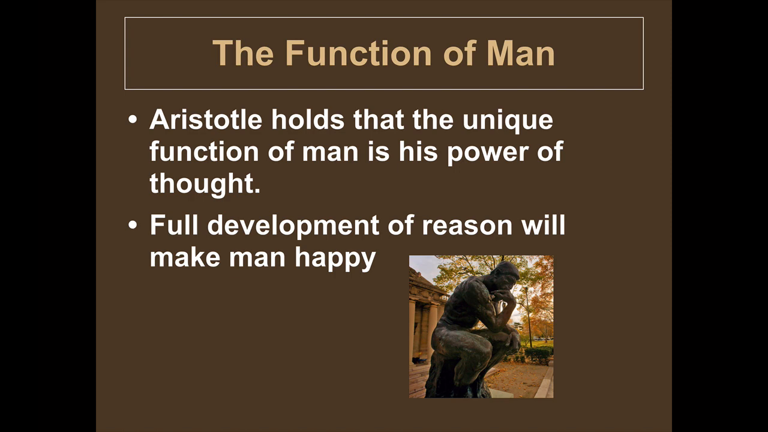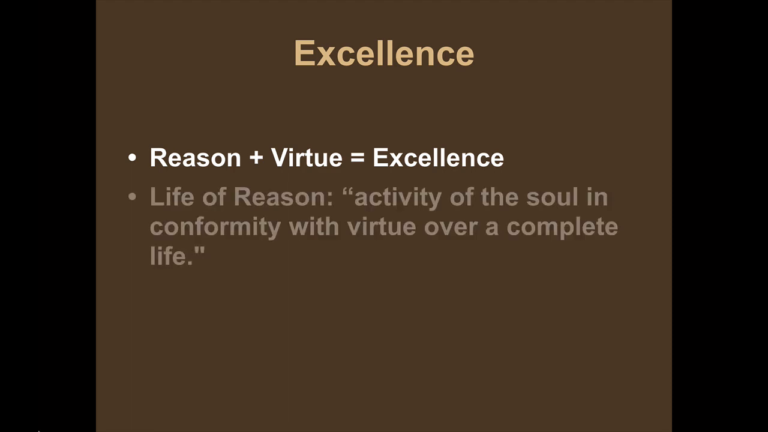So whatever virtue is, it's going to be tied to reason. It's going to be tied to that unique aspect of human beings. So what is this excellence? How do we achieve this excellence? Well, to achieve excellence in life, he thinks that we have to have reason plus some sort of virtue, which will get us excellence. And so for him, a life of reason, as he says, is an activity of the soul in conformity with virtue over a complete life.